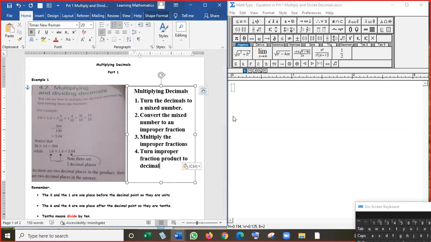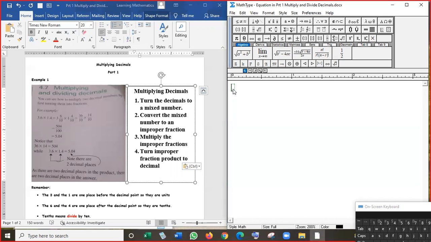Then you have the mixed numbers converted to improper fractions. You multiply, and then you divide by 100 to turn back into decimal. Notice that 36 times 14 is 504, while 3.6 times 1.4 is 5.04. Note there are two decimal places, because there are two decimal places in the product, there are two decimal places in the answer, which is the product.